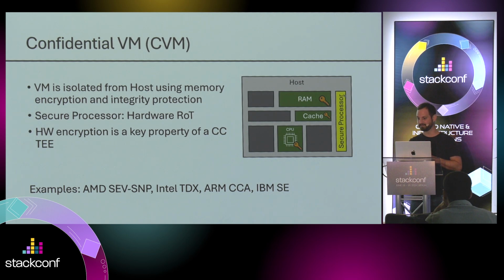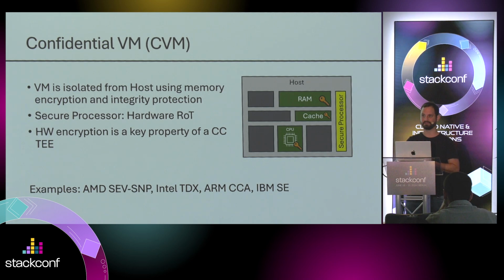There's a secure processor. So this is the isolated part that we had before, this root of trust that is isolated from the host. And the hardware encryption is a property of such a confidential computing trusted execution environment. And the VMs that are started on this host, they are isolated from the host. There's a firmware call to create a virtual machine, and the host is not able to inject itself into this. So examples for this technology are the AMD SNP and Intel TDX technologies for x86 architectures. For ARM, there's CCA, and even IBM has secure execution, I think is the term. So this is a technology that many CPU vendors have.